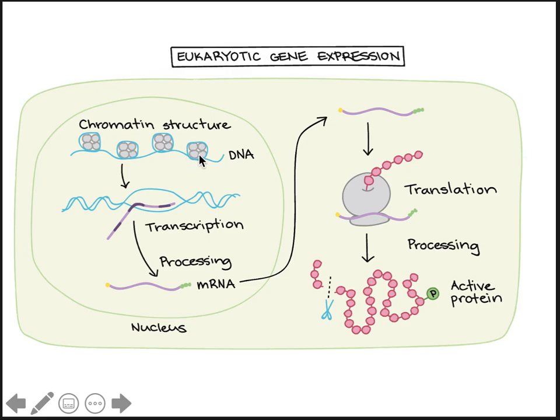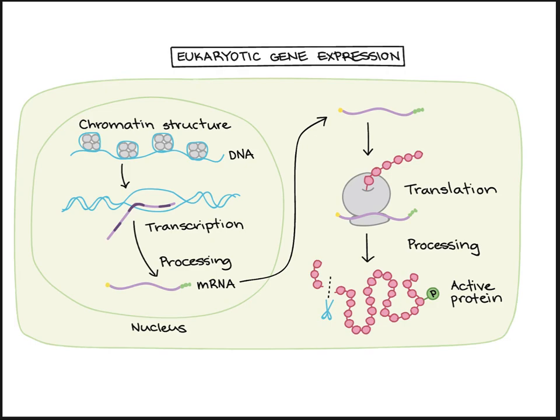Now in eukaryotes, we have some extra steps, right? So we first need to be able to access the DNA, and DNA will be wrapped around these proteins called histones. And so we have to loosen the grip so that we can get to the genes. Then we'll have the transcription just like we saw. But after transcription, we have to do some processing, which we'll look at in a little bit. And then it will be ready to leave the nucleus and do translation. So the steps of eukaryotic transcription are just some extra steps.